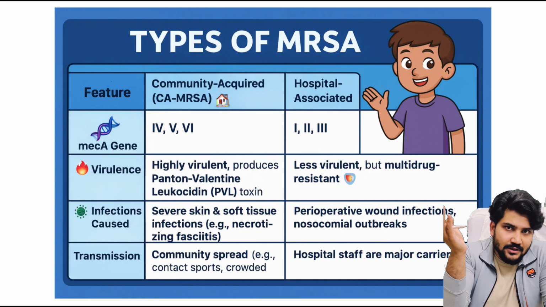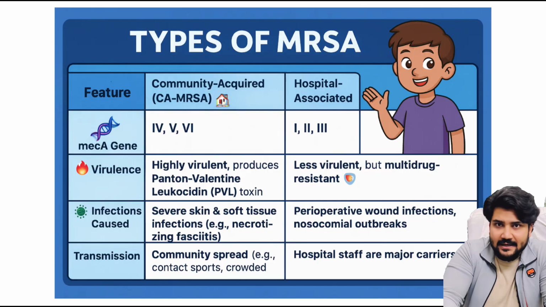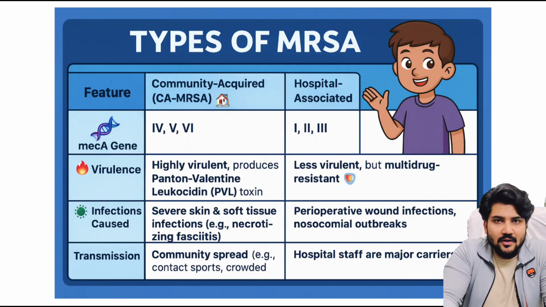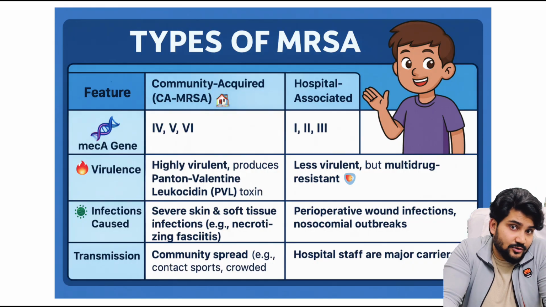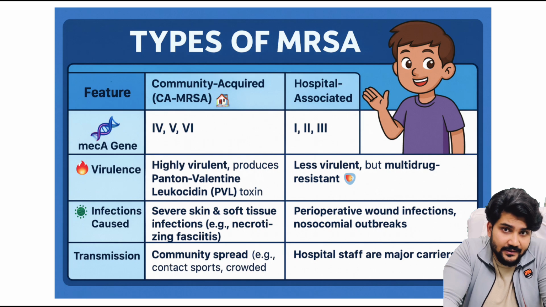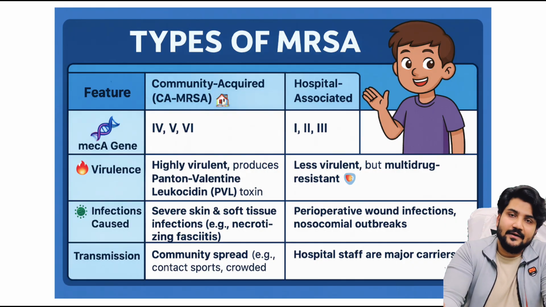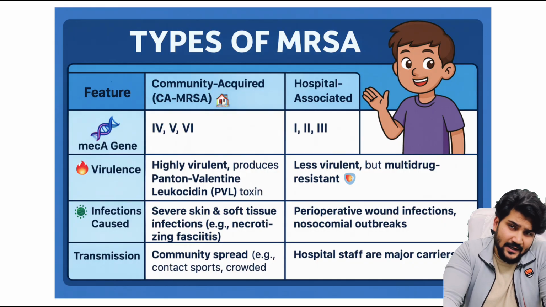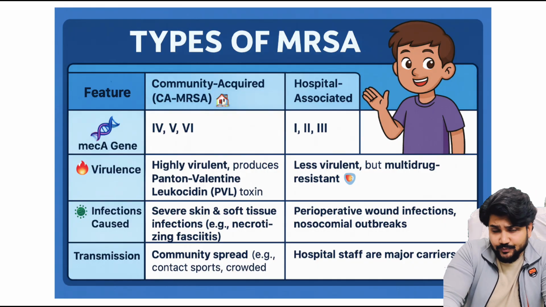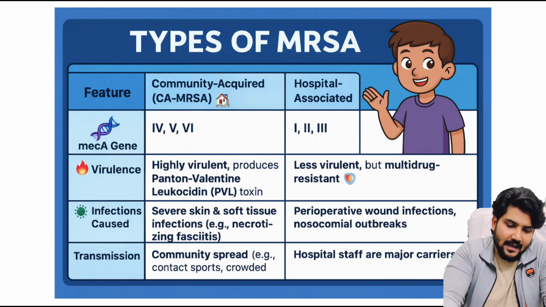The transmission for community acquired MRSA will be in the community, during sports. If you are playing sports, then hand contact could be there. This could lead to the infection transfer. If you are living in crowded areas, then this infection can transfer easily. And if you talk about hospital acquired infection, then the hospital staff are the major carriers.